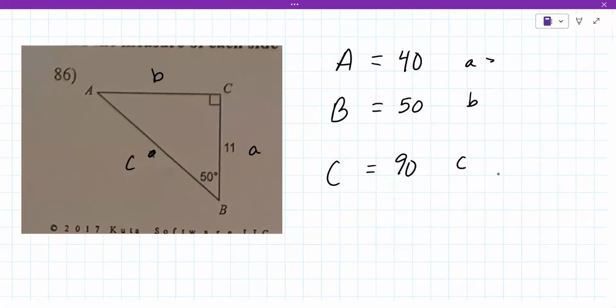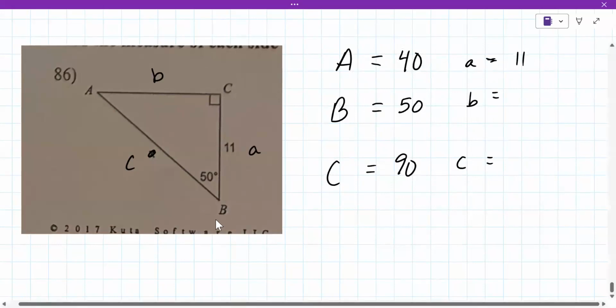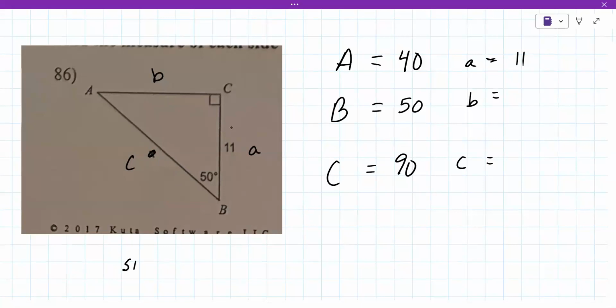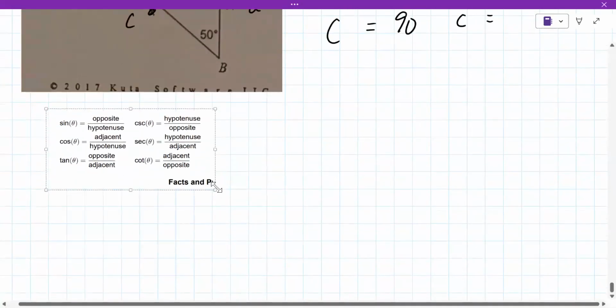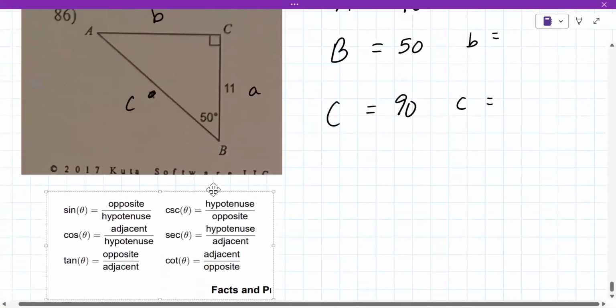The next thing is to find the sides. We know that A is 11. They want C, so let's find C first. So this is where you're using your sine, cosine, and tangent. You mentioned getting a reference sheet on your test, or writing one down. This would be good to have on there, some of these trig formulas.